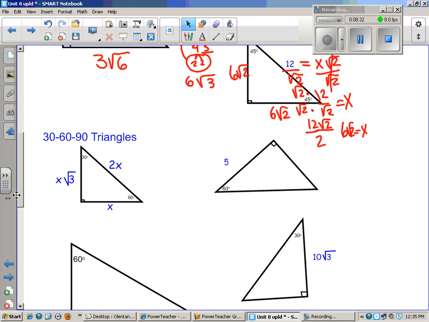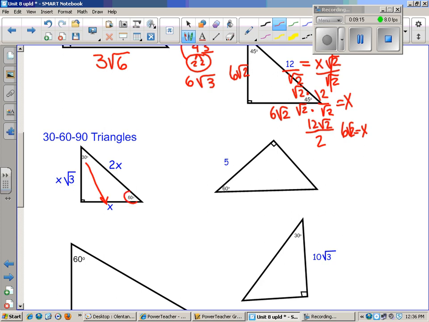The other special triangle that has a guaranteed relationship of its sides is a 30, 60, 90 triangle. So we've got a 30-degree angle, a 60-degree angle, and a 90-degree angle. In a triangle, the side across from the smallest angle is the smallest side. The side across from the medium angle is the medium side. And the side across from the largest angle is the largest side. So in this case, 30 is obviously the smallest, right? So the side across from 30 is just x.